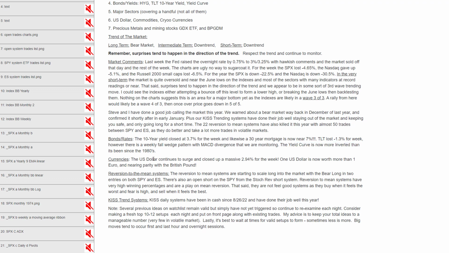Currencies: the US dollar rallied almost 3% for the week. That's unreal. The dollar is now worth more than the euro. And also, we're nearing parity with the British pound. Think about that, guys. The US dollar is almost equivalent to the British pound. I think it's at 0.93 or something like that. It's pretty close.